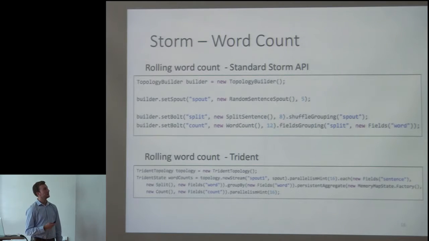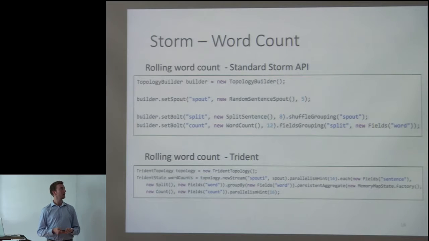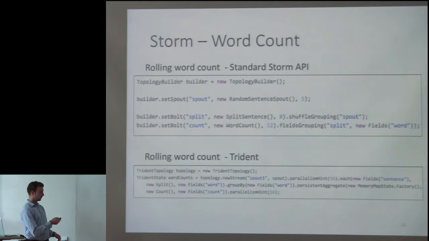So in the standard Storm API, as we have seen already in Paris' presentation, we create a topology builder, which will let us create these vertices and edges in the processing graph. Then we create the spouts, which are the sources in this acyclic graph. Here we create a spout that will output random sentences with a parallelism of 5. Then we will create the other 2 bolts that will do the actual word count.